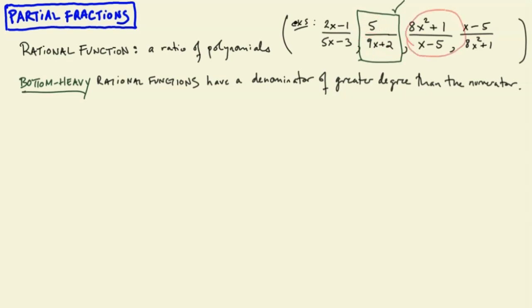Our third example is definitely not bottom heavy. It's top heavy, in fact. The top has degree 2, the bottom has degree 1. But the fourth example is another bottom heavy rational function. The denominator has degree 2, whereas the numerator only has degree 1.